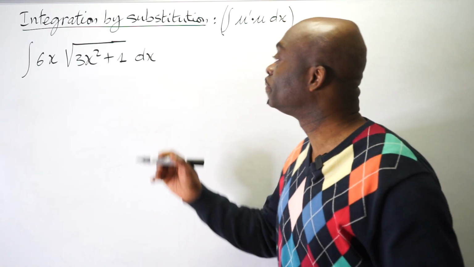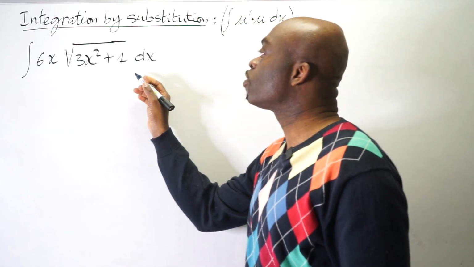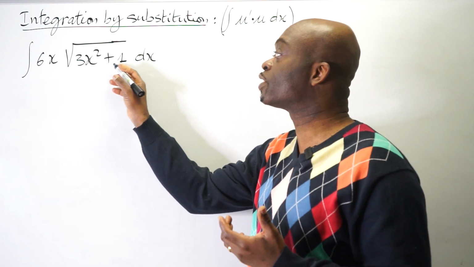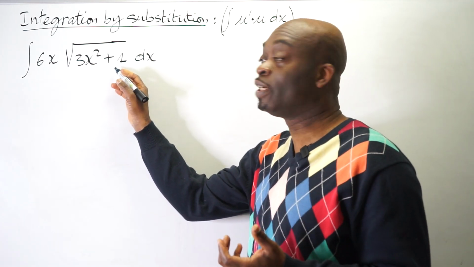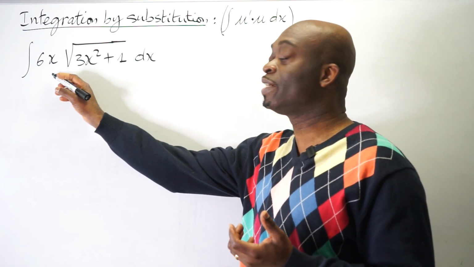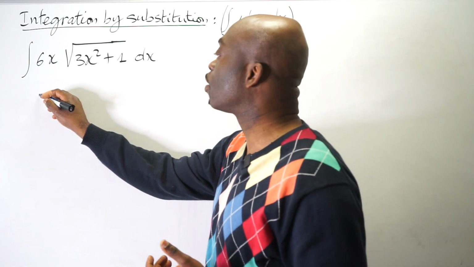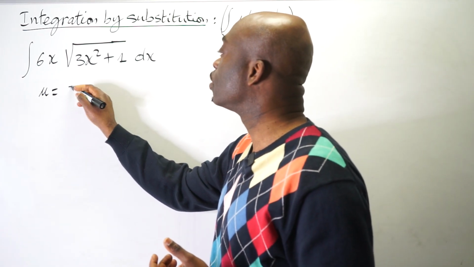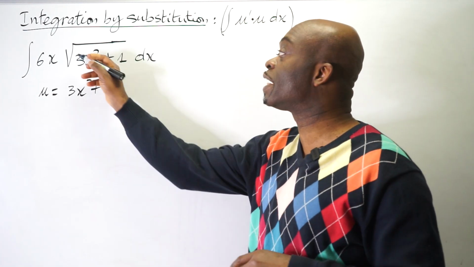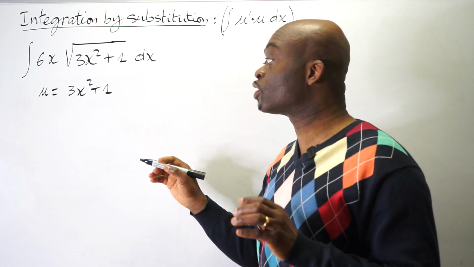All right? So let's go back to this problem. What we're going to have to do first is to set up one of these two functions between the 6x and the 3x squared plus 1 equals to u. Because if you look at it, you can already tell that the derivative of 3x squared is 6x, right? So that means we're going to set up u equals to 3x squared plus 1. As you guys can see, we do not need to take the radical with us. The square root doesn't come with us. Only the 3x squared plus 1.